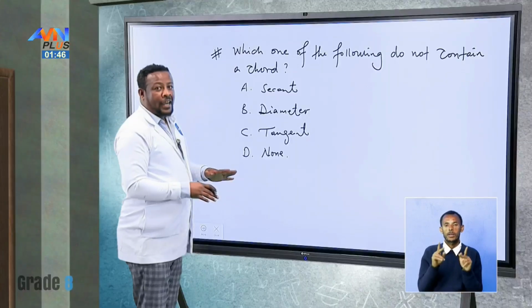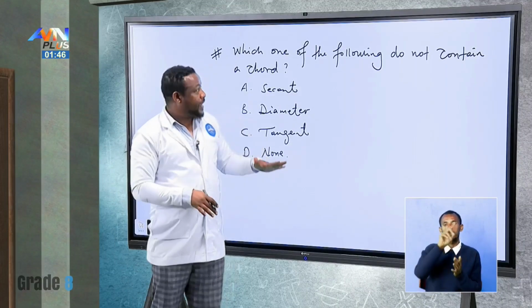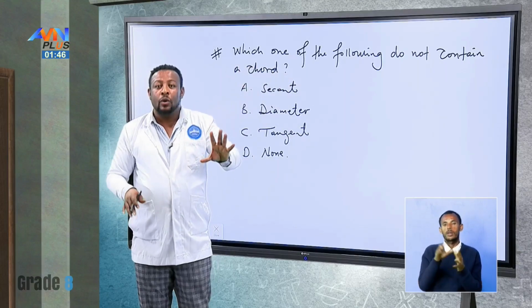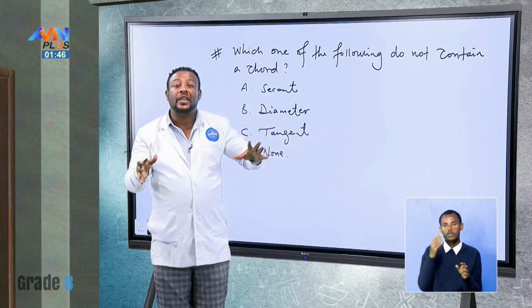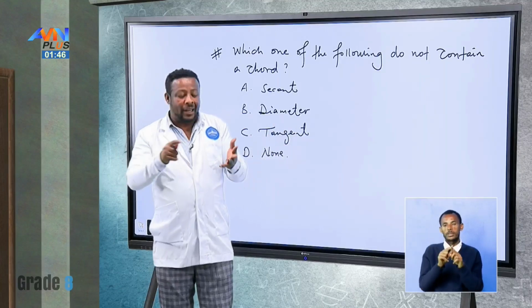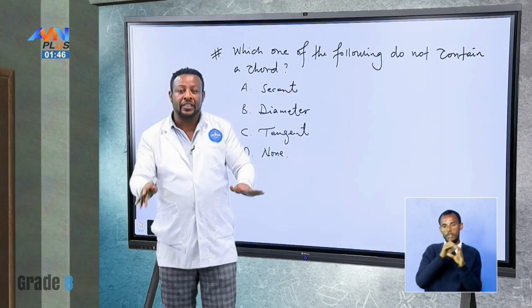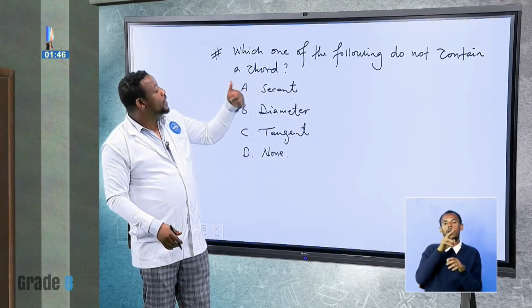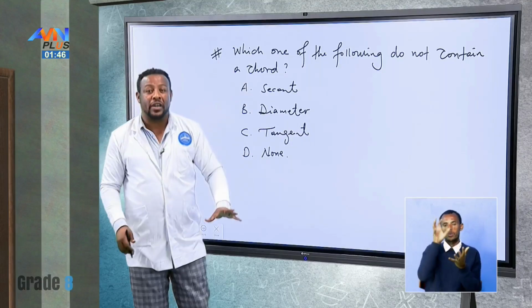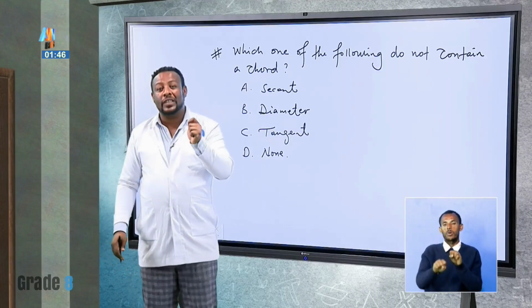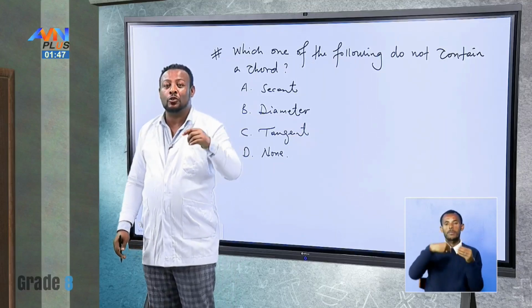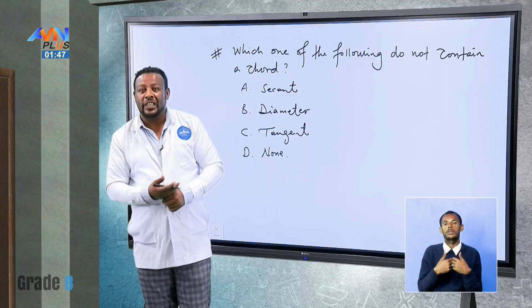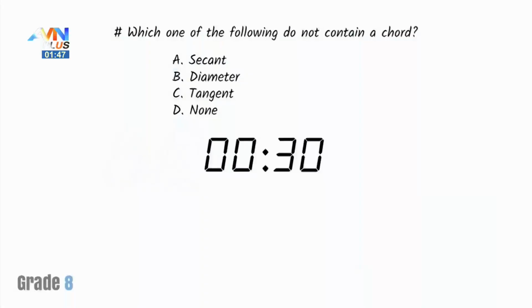Let me repeat what the question is saying. Which one of the following do not contain a chord? We have already seen different terminologies regarding circle, like chord, diameter, secant, and tangent. So in this question, you are asked which one of the following do not contain a chord. Think of this question. I will give you 30 seconds to think of the answer, then we will have a common discussion. Just think of it.